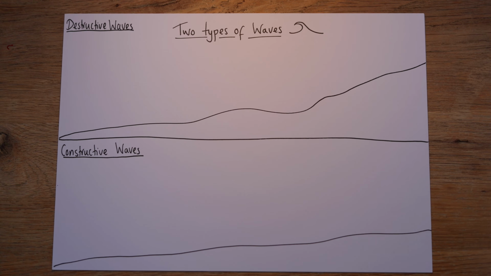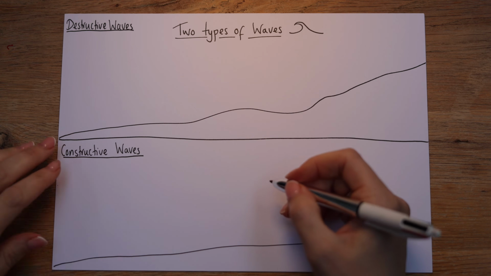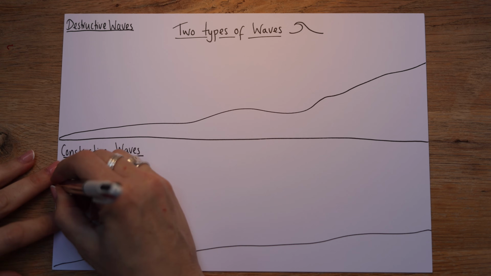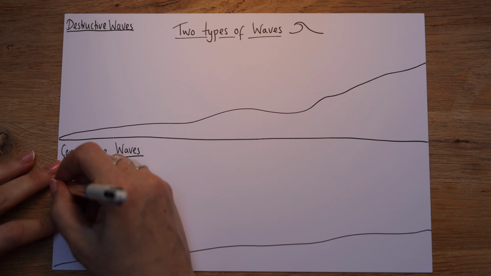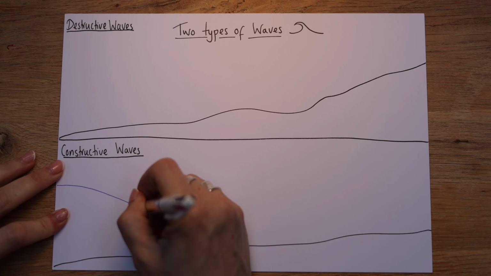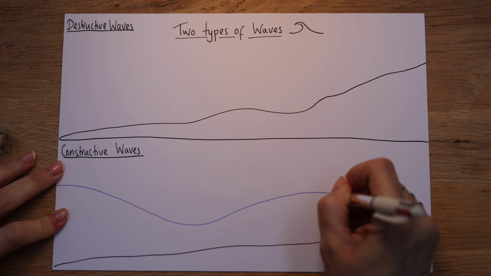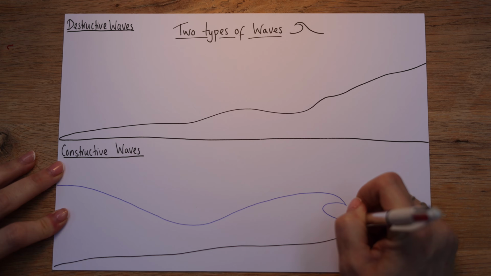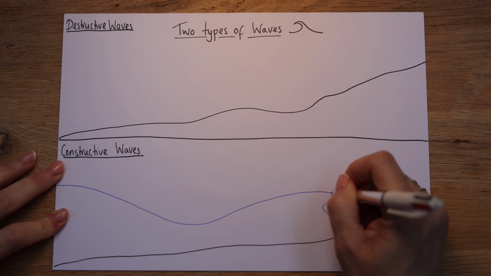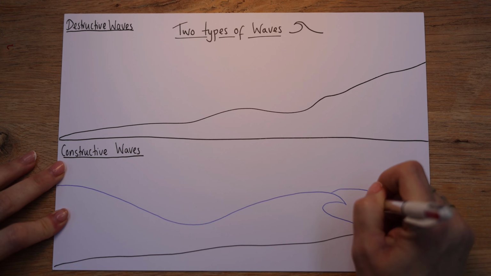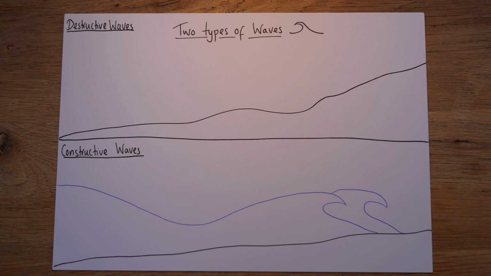So I'm going to draw my wave on in blue, just so it stands off the page a little bit easier to see. I'm going to start with constructive. A constructive wave has a low wave frequency and a long wavelength. I'm just going to draw another one there as well. There we go. So they're gentle waves. They have a low wave height as well.